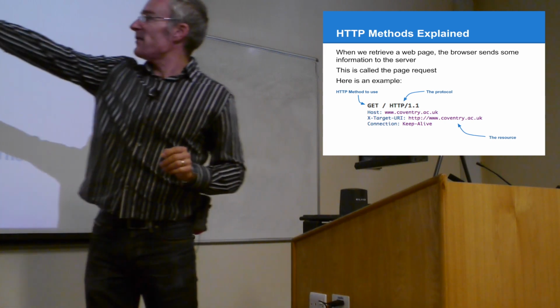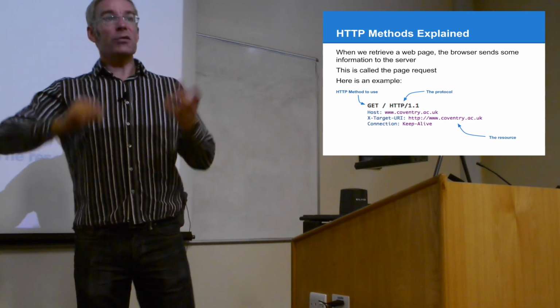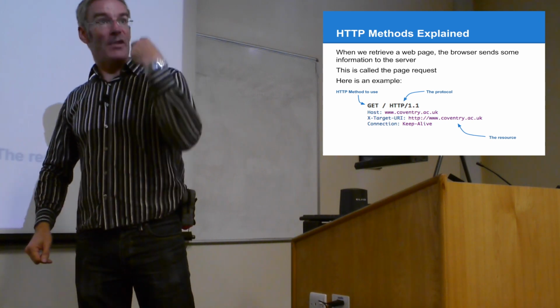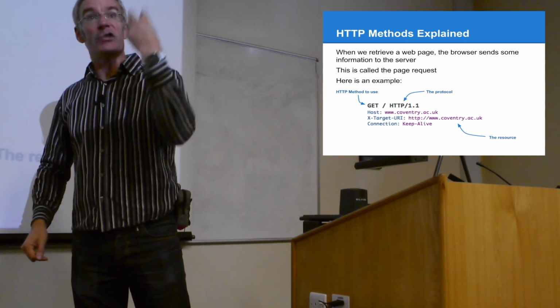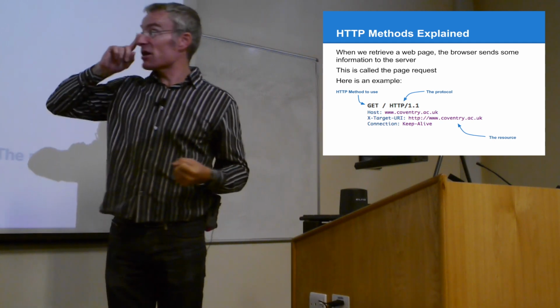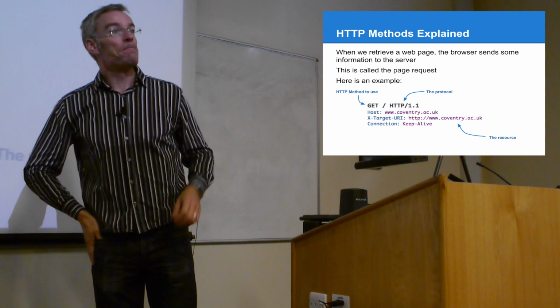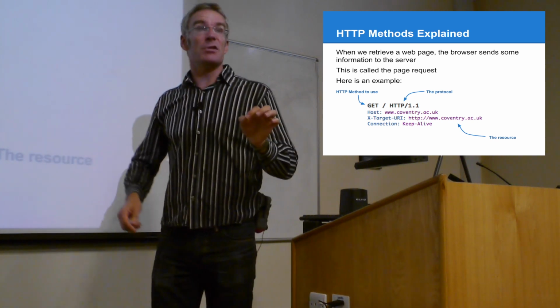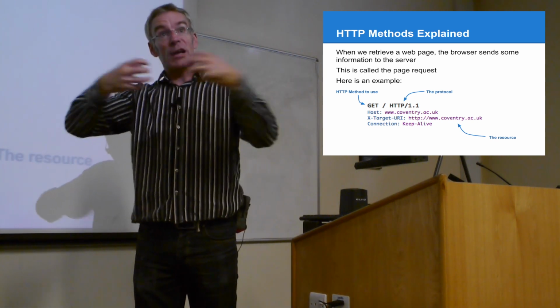So first of all, we specify our method, GET. And most of the time on the web, using your web browser, it's getting, isn't it? It's retrieving resources, web pages off the internet. Then we specify the protocol, and we're currently on HTTP 1.1. So we specify the protocol we're using so the web server knows what language we're talking.